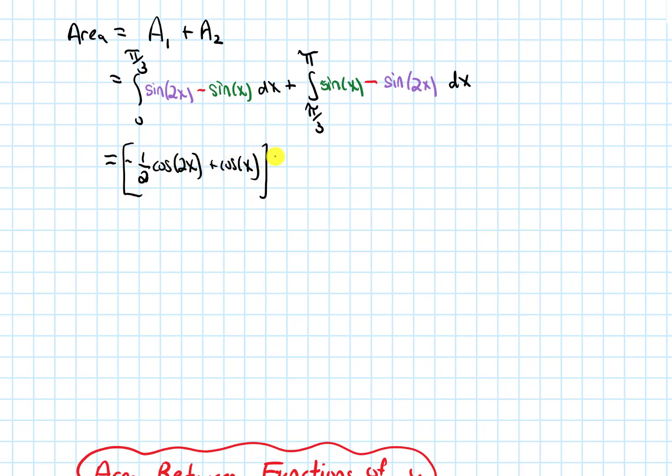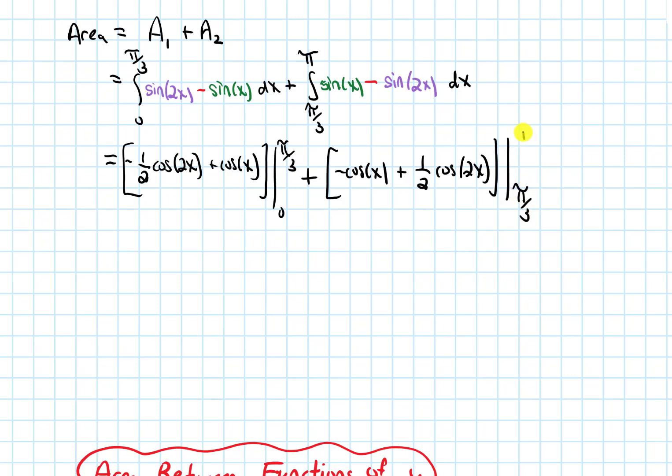Okay, so with this, we've got to plug in 0 and pi over 3. And then plus, for the next term, the antiderivative of sine is negative cosine. And then for minus sine 2x, we'll get plus 1/2 cosine of 2x. Vertical line to indicate I've got to plug in pi over 3 and pi.